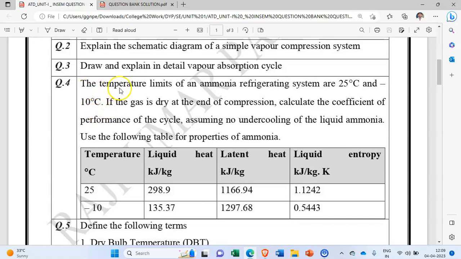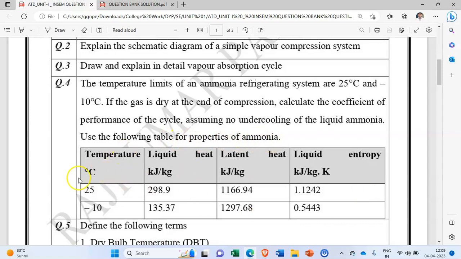The temperature limits of an ammonia refrigerating system are 25 degrees Celsius and minus 10 degrees Celsius. Remember this is a minus 10 degrees Celsius. If the gas is dry at the end of compression, calculate the coefficient of performance of the cycle, that is, we have to calculate COP. Assuming no undercooling of the liquid ammonia, use the following table for properties of ammonia.